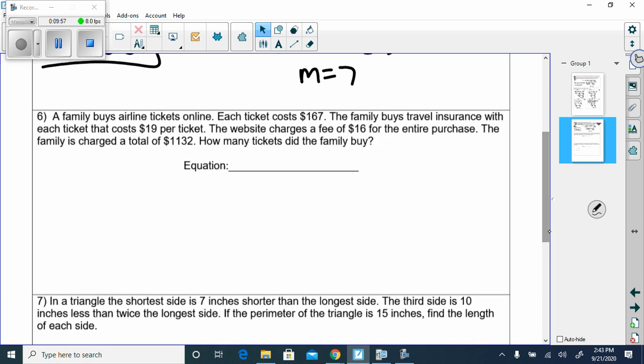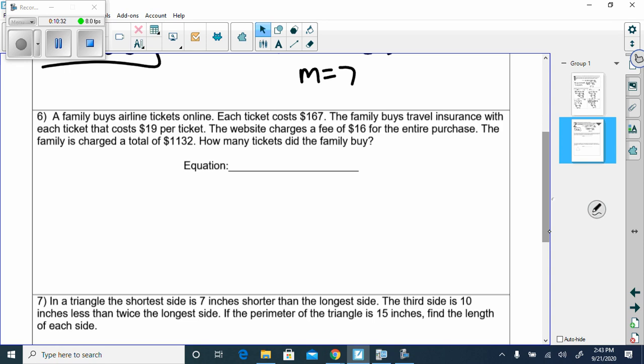Number 6 says that a family buys airline tickets online. Each ticket costs $167. The family buys travel insurance with each ticket that costs $19 per ticket. The website charges a $16 fee for the entire purchase, and the family is charged a total of $1,132. How many tickets did the family buy? So this is kind of like the last one, right? We've got some amount that's going to be charged no matter what, and we've got some amount that depends on how many they bought, right?